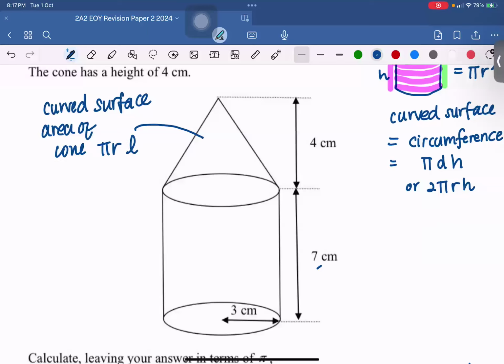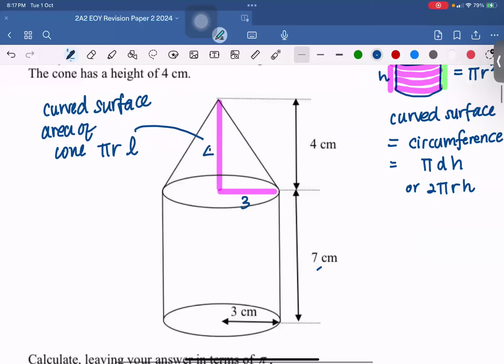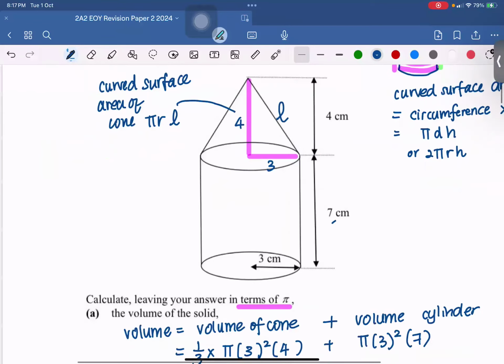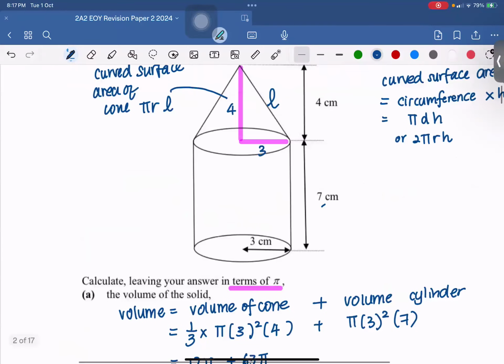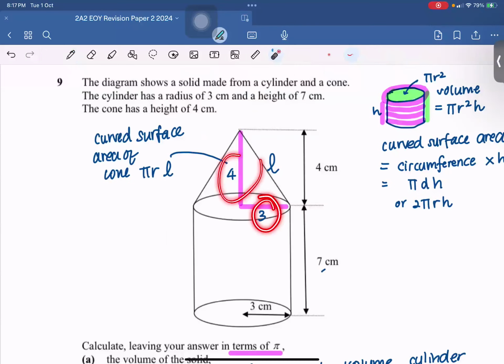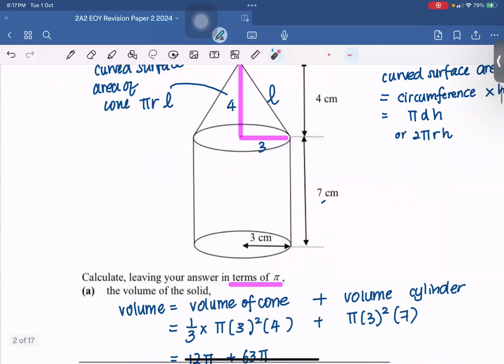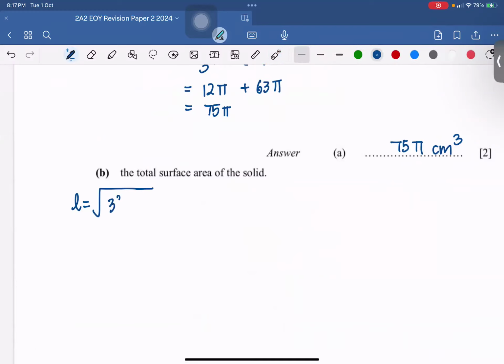But in the question, I have my height is 4 cm. My radius, Pythagoras theorem. Slant height, correct. Yes, we use Pythagoras theorem. I want to find the slant height. Okay, so before we do pi RL, slant height equals square root. It is the longer side, the hypotenuse. So do we add or subtract? Add. What square plus what square? 4 square plus 3 square equals to a number.